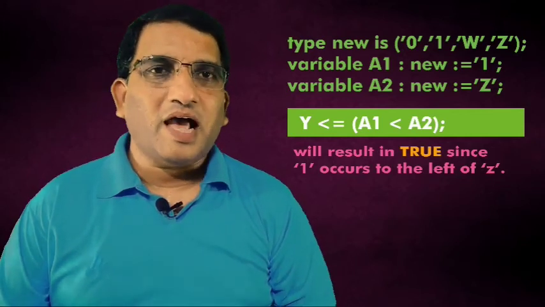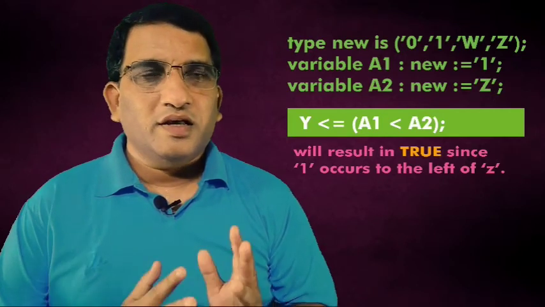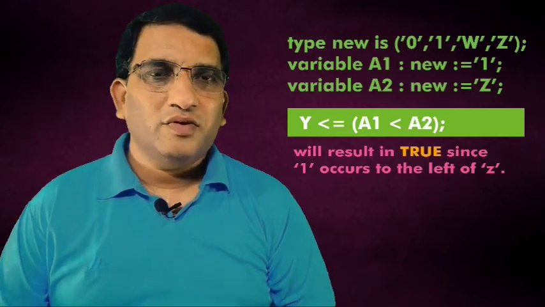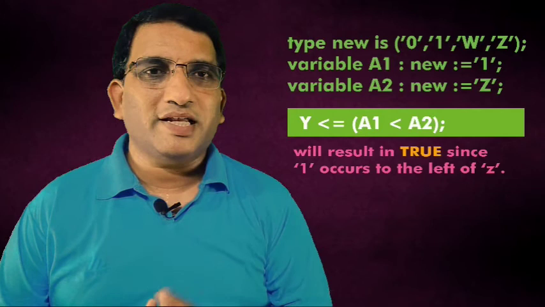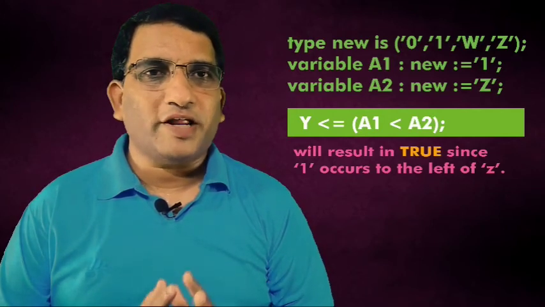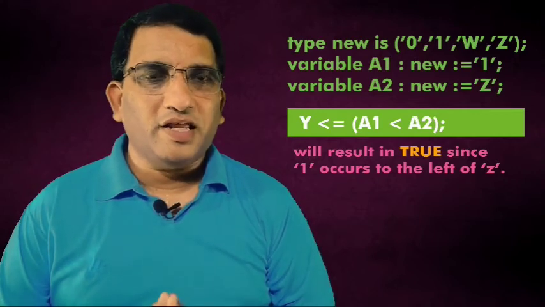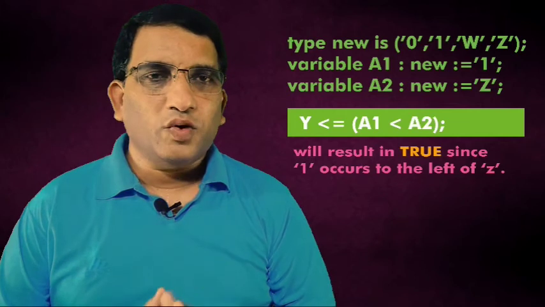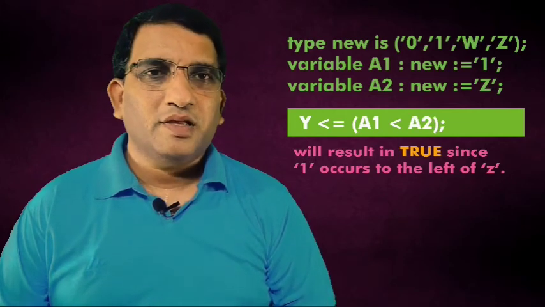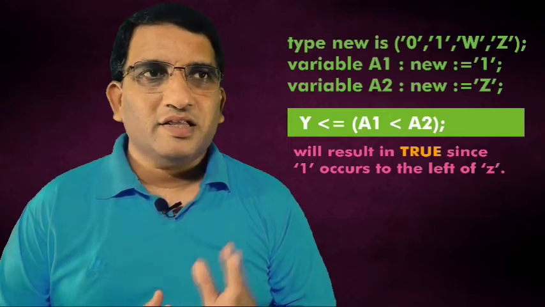Now similarly, I will declare another variable A2. Again, I will initialize this A2 with the Z value. This Z value is also present in the new data type. So that's why the data type for A2 is also new. So the command I will repeat: variable A2 colon new is the name of the data type, and I will initialize this A2 variable with the value Z.